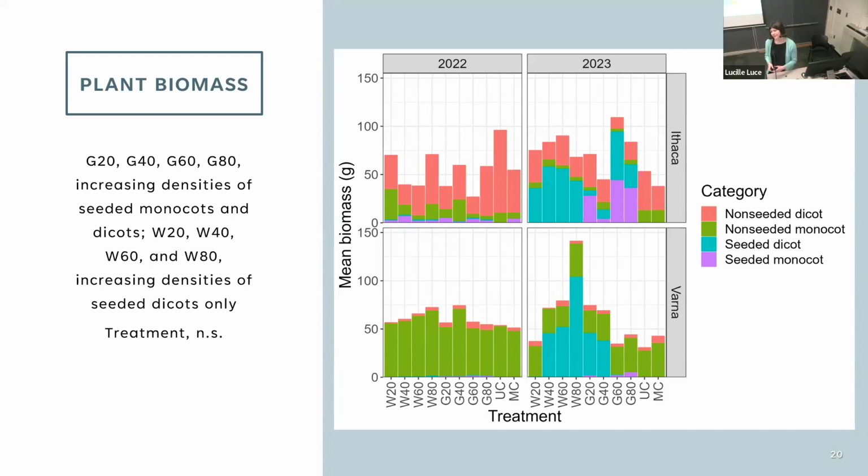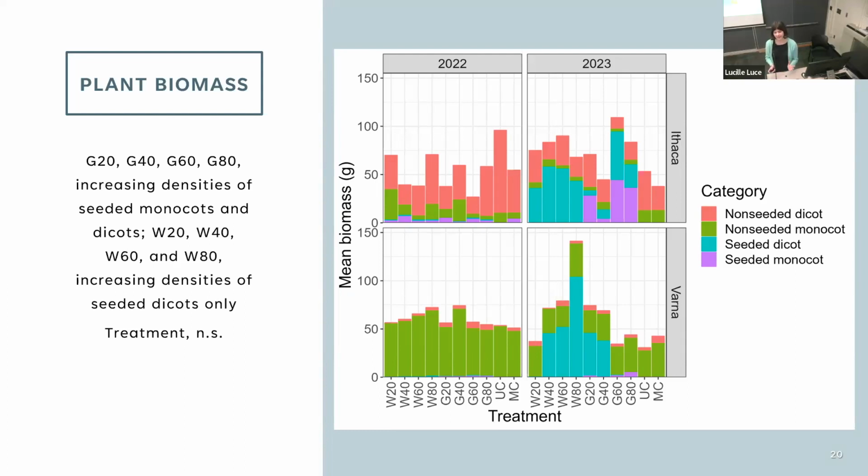Only in Ithaca, we also see some of the biomass that's in that purple color, which would be our seeded monocots, those native perennial grasses that we tried including in the G treatments. So that's largely Virginia wild rye, a couple of other things as well. But it didn't really show up at all in Varna, because in Varna, those native perennial grasses weren't able to hold their own effectively against the foxtails.